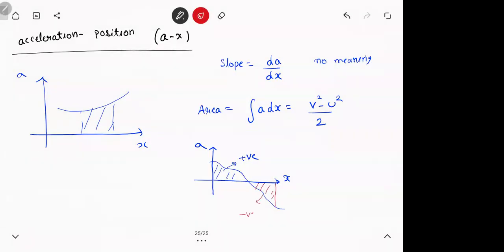So whenever you're taking area, make sure you take the positive area minus negative area. That is v square minus u square by 2. So Vx and Ax graph, you really don't have too much of it. But yeah, basic. You should know these two things. And also, again, if you don't know the formulas, you won't be able to solve these questions. Other than that, there's not much to think about it.